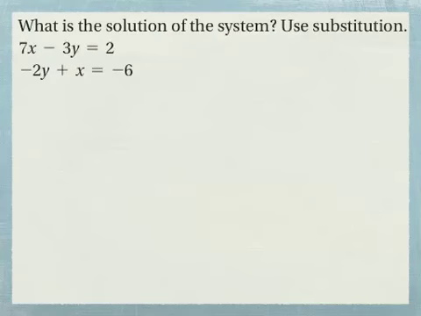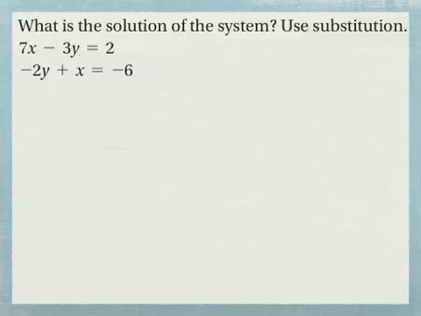This next example says, what is the solution of the system? Use substitution. We're given 7x minus 3y equals 2, and then we're given negative 2y plus x equals negative 6. Neither one of these equations has a variable isolated already. Before I can substitute anything in, I need to have a variable alone by itself on one side, or isolated.